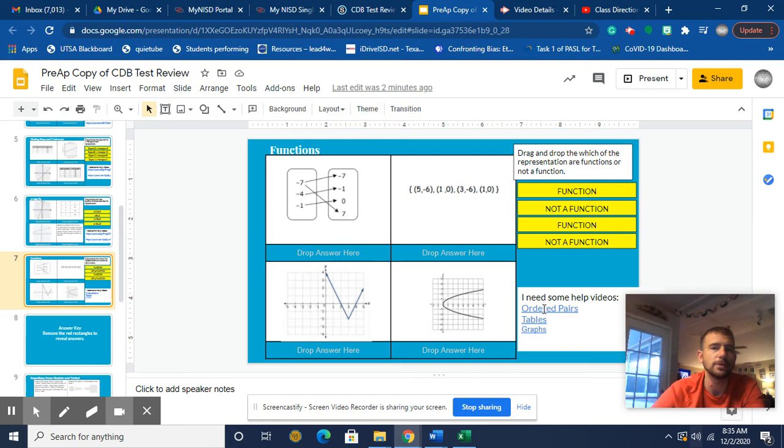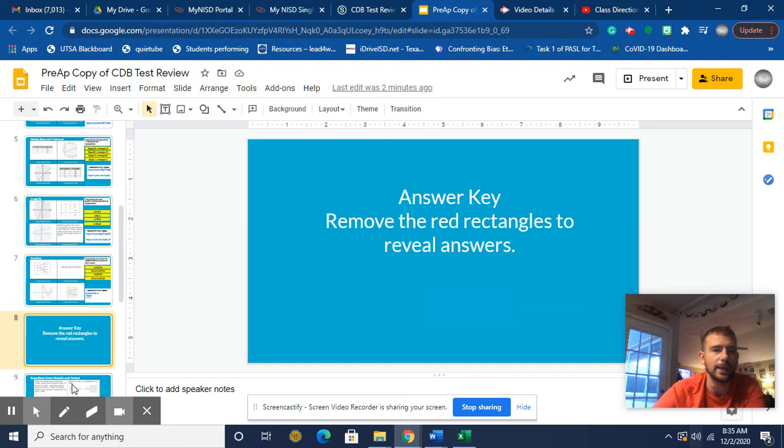So here are examples of how to determine if it's a function. You have a set of ordered pairs. If you're not sure how to do it, there's a table, a mapping, and then the graph. All right, so again, remember the answers are down here.